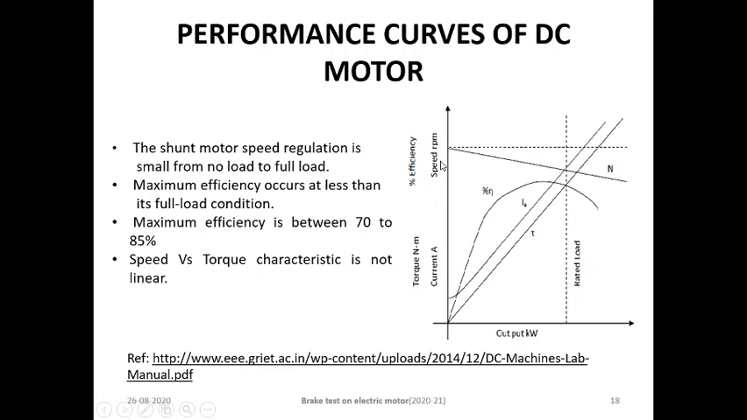And as I told before, when you increase the load, the speed decreases. So if you look here, the speed is decreasing. Likewise, we plot the efficiency curve, the speed curve, the torque, and the current, which is nothing but the armature current.